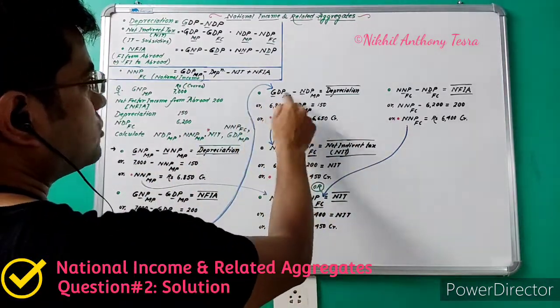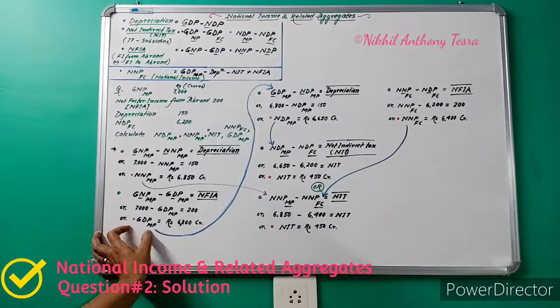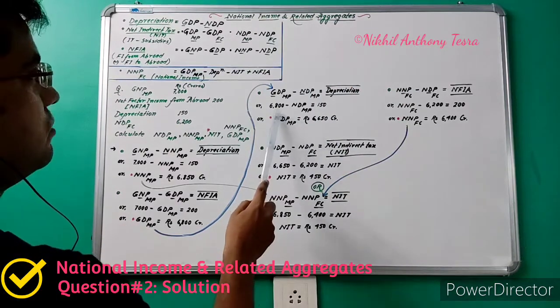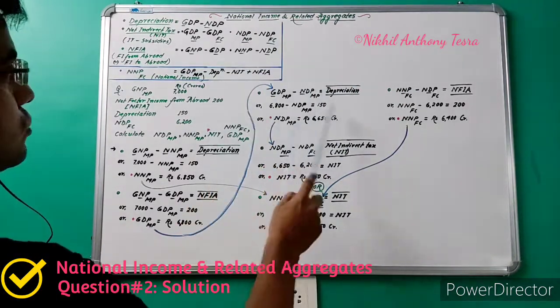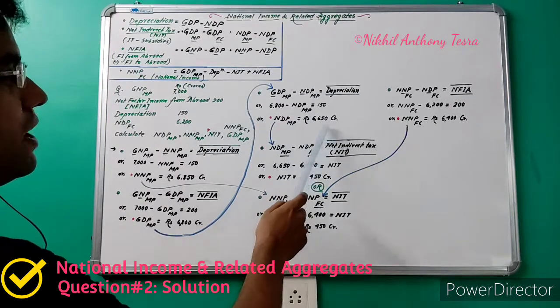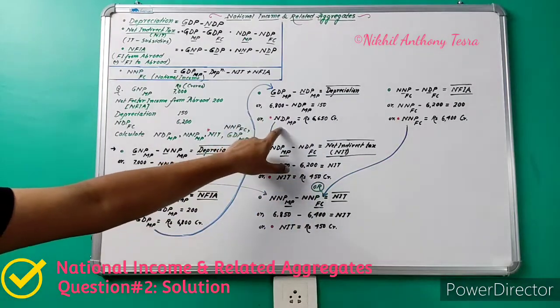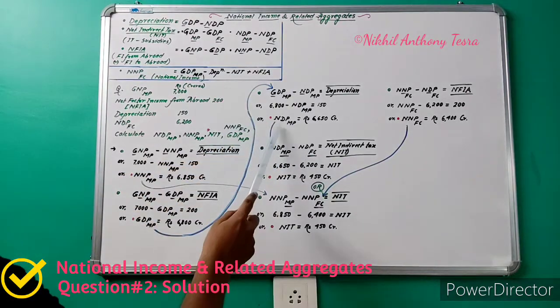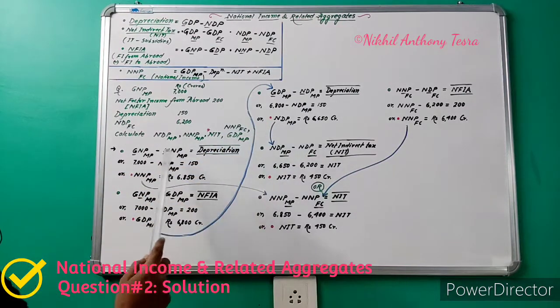G minus N, the gross minus net, is depreciation. Very simple. So we have calculated GDPmp 6800, and depreciation 150 is given. So easily you can calculate NDPmp. NDPmp is 6650 crores. So another answer we have calculated, that is NDPmp, 6650 crores.